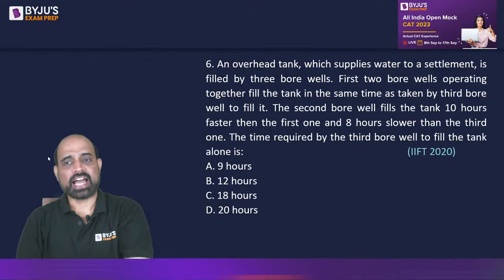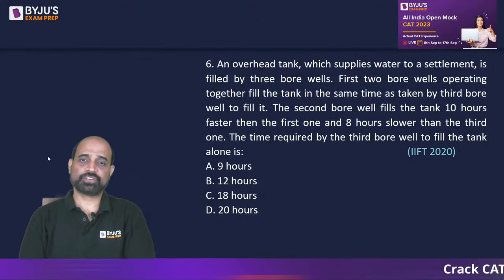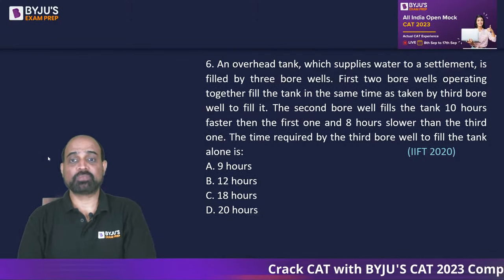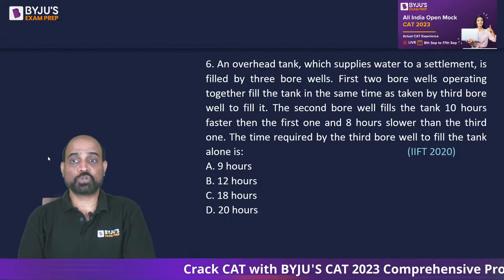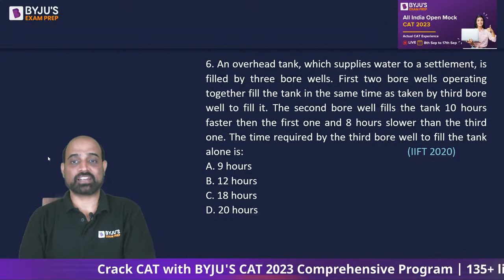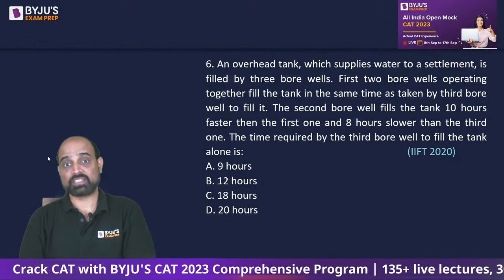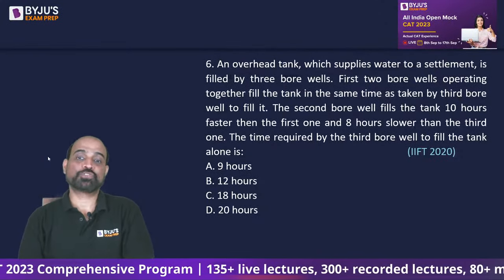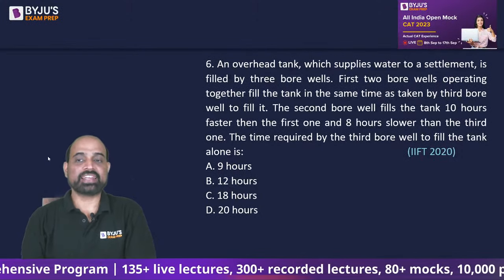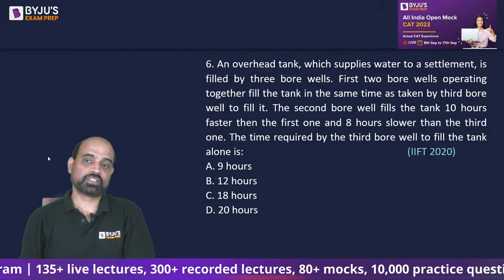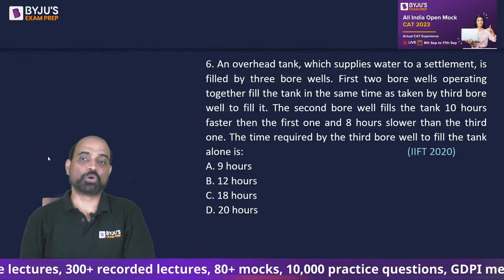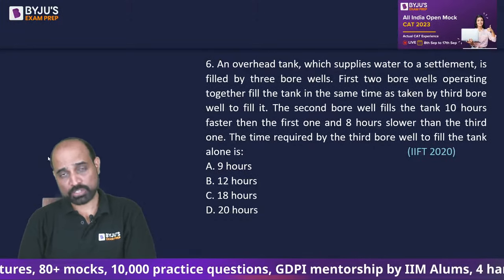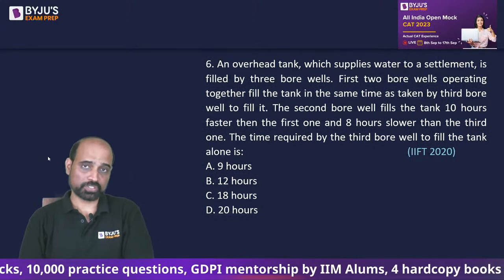Okay. Next, it's going to be a little calculative. An overhead tank which supplies water to a settlement is filled by 3 bore wells. The first 2 bore wells operating together fill the tank in the same time as taken by the third bore well to fill it. The second bore well fills the tank 10 hours faster than the first one and 8 hours slower than the third one. The time required by the third bore well to fill the tank alone is. So it's equation based, or you can start using the options.